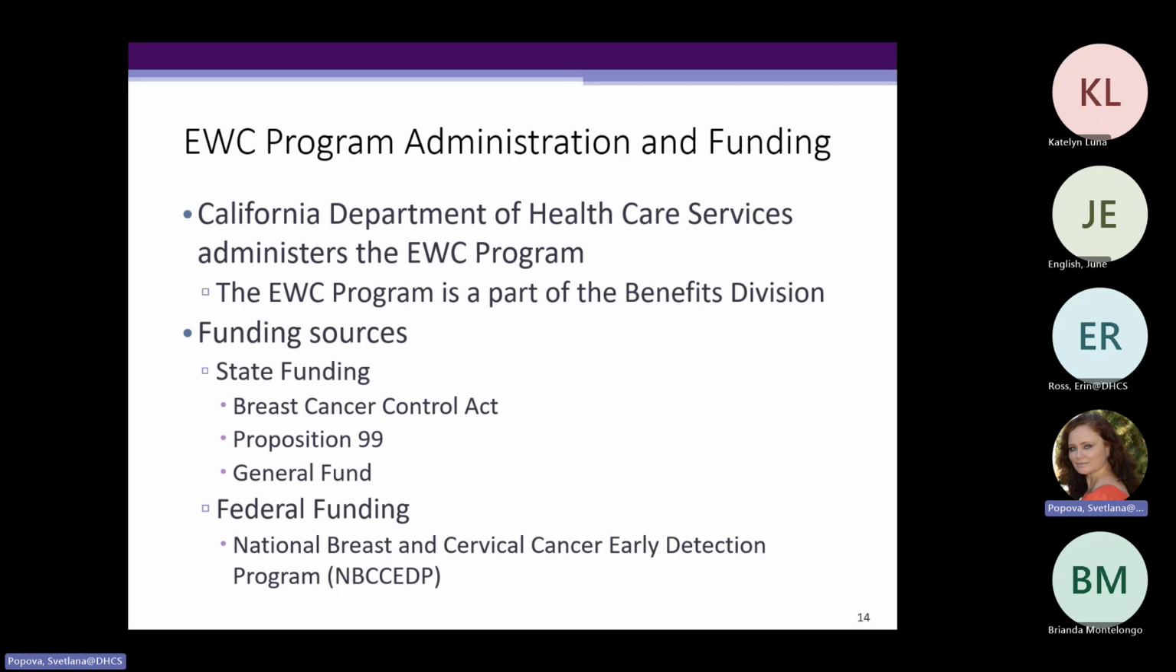So, how we are administered. As you know, we are part of the benefits division, and what the benefits division does is establish what we call a floor of benefits for all the medical beneficiaries.